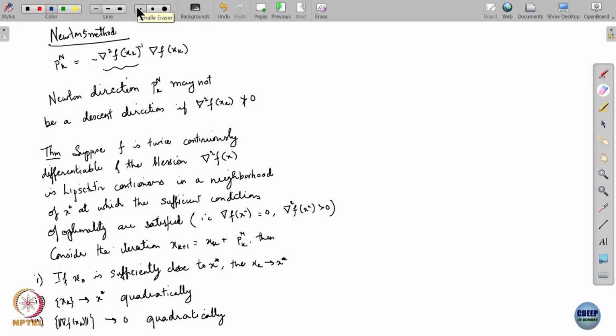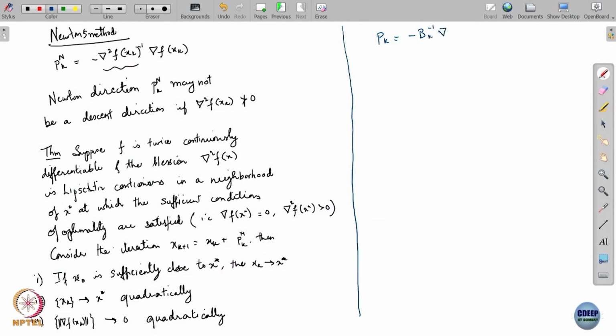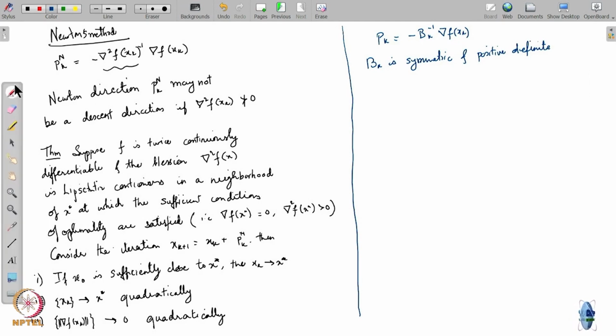Now, we can also do other variants of the Newton method. In situations where the Hessian is not positive definite, one can come up with variants that tend to mimic the behavior of the Newton method. So, for example, you could simply take Pk equals minus Bk inverse gradient of f at xk, where Bk is symmetric and positive definite. This kind of iterate is what is called a quasi-Newton method.